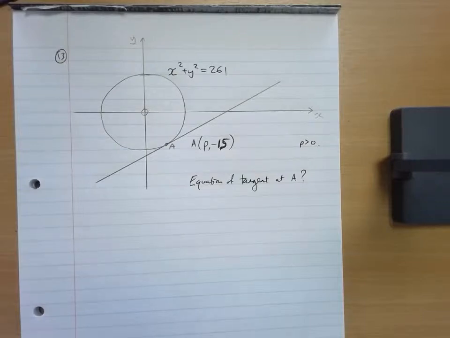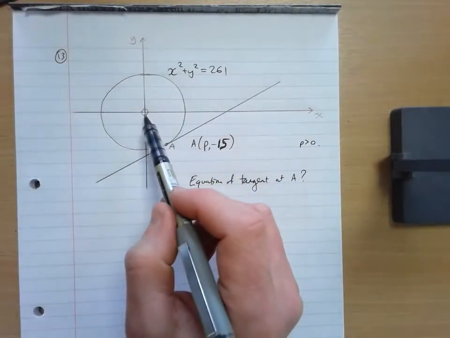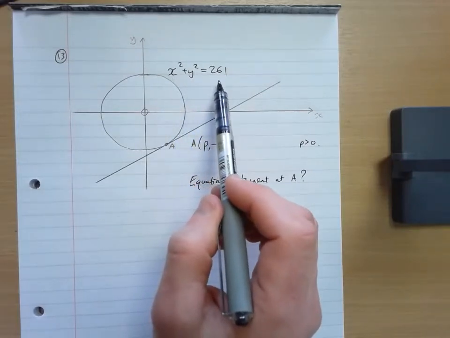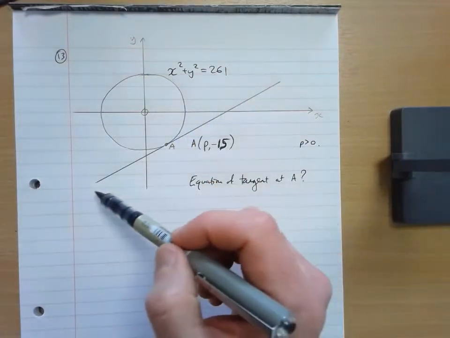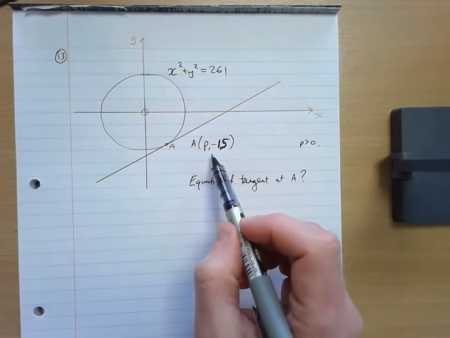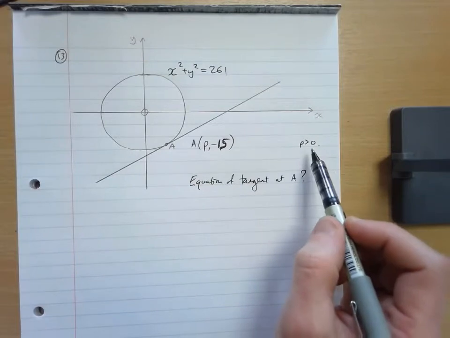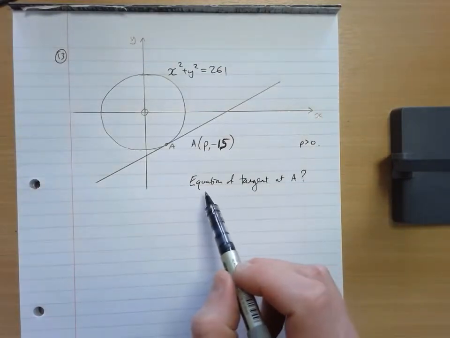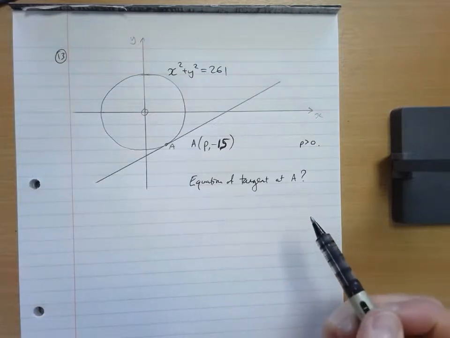Okay, question 13, the last question of the practice test. Here we have a circle centered around 0, 0. The equation of that circle is x squared plus y squared equals 261. And we've got a tangent to that circle down here at point A, where point A is (p, -15), and p is positive. That's the only thing we know about it. And we're being asked what the equation of the tangent at A is.